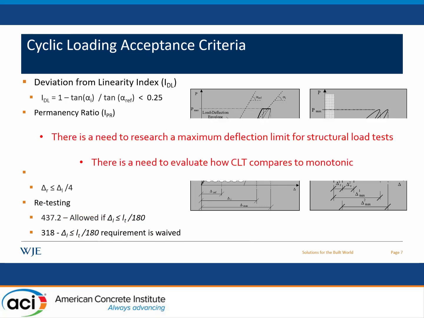So again, based on all this, the ACI 437 committee felt that there is a need to research a maximum deflection limit for structural load tests, and also a need to evaluate how CLT, the cyclic load test method, compares to the monotonic load test method, because both test methods have different acceptance criteria.